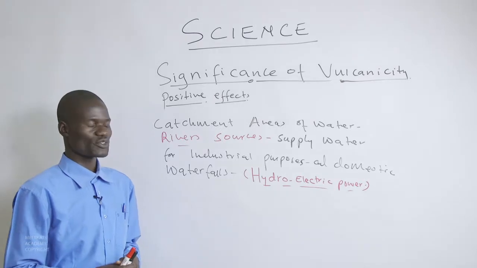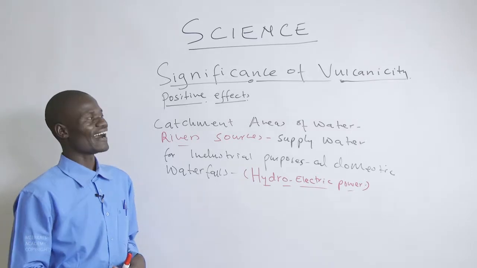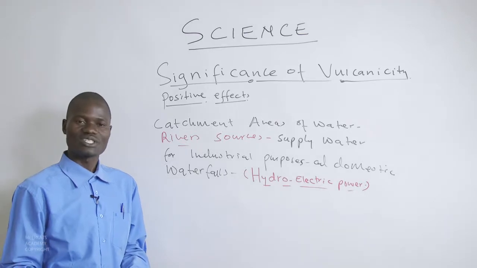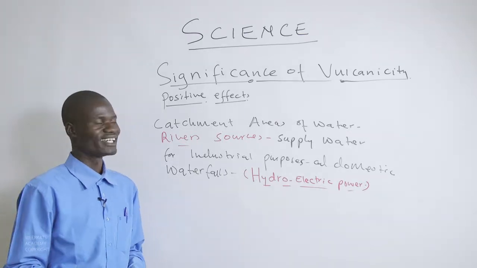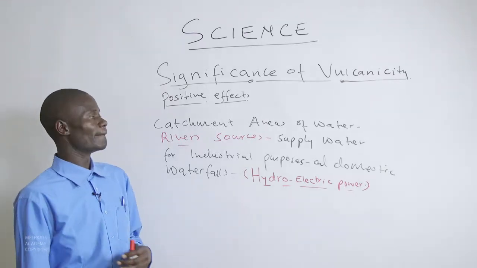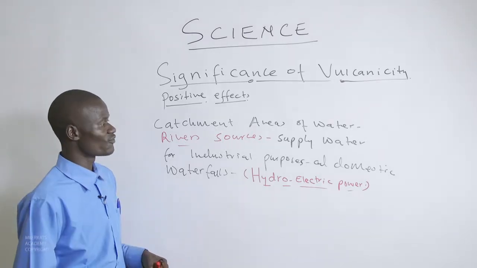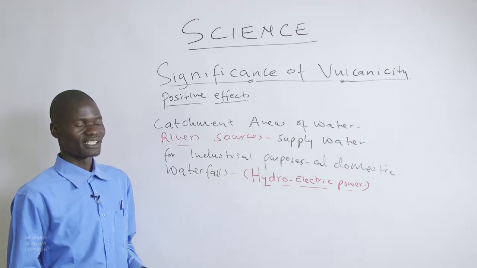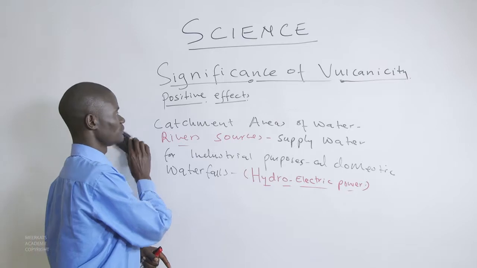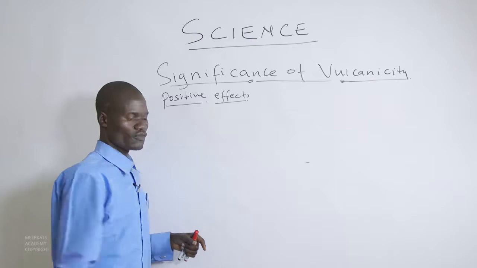We can generate electricity, and electricity is very useful in our electronic gadgets. Electricity can be used in industry running heavy machines. Electricity can be used at homes, powering our home systems like radio and TV, to access information all over the world. That becomes a positive indication of volcanicity, because we will have the catchment areas of the water sources.